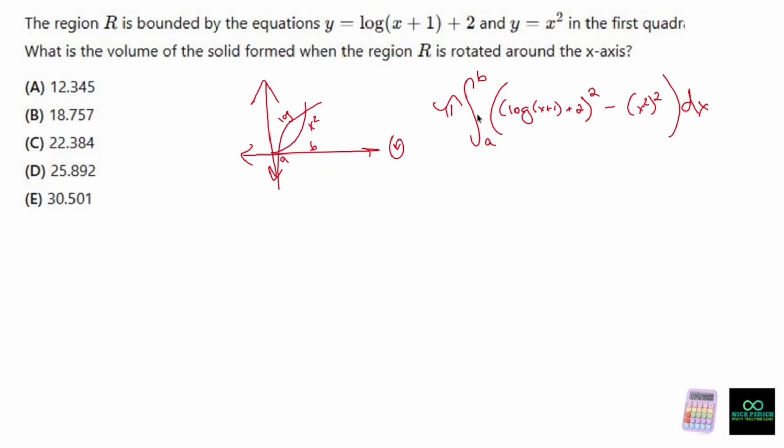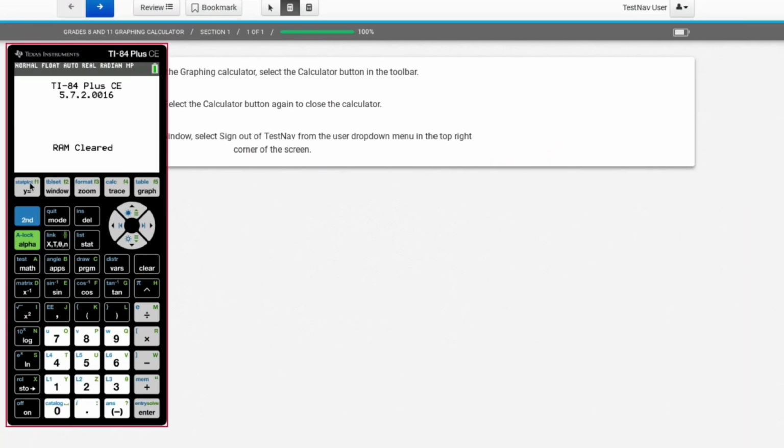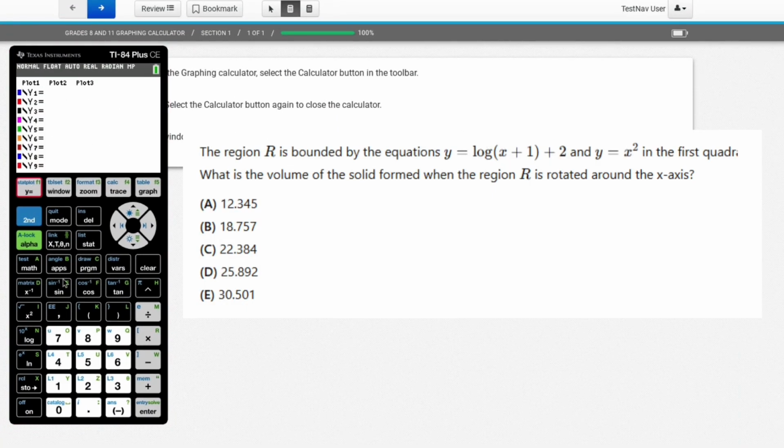I'm going to have to make sure that I include pi on the inside when I do the integral so I don't make a mistake. But I'm going to integrate that using my calculator, see what number I get, and we'll find out what happens. So let's start graphing away. We've got log of x plus 1 plus 2. So there's my x, there's my plus 1, close it, plus 2. And then my other guy was x squared. Now I need to find out where these guys intersect in the first quadrant.